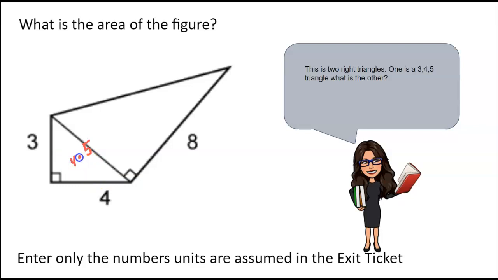So I can say half of 4 times 5 for this little triangle, and I can add that to half of 8 times 5 for this big triangle. All right. Once I add those together, I get the area of this composite shape.